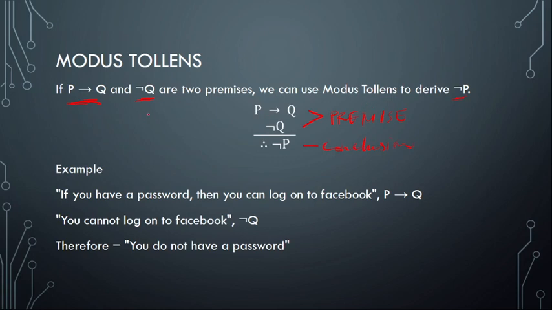so kung dito sa PICAS, ang therefore, sa modus ponens, ang conclusion niya is Q, therefore Q, then diri sa modus tollens, ang conclusion niya is therefore not P.